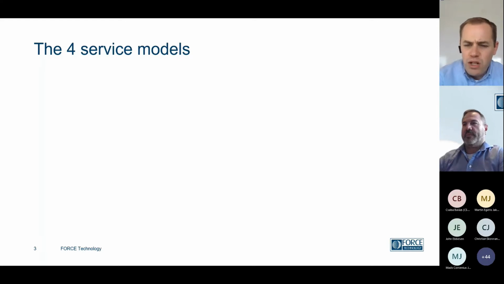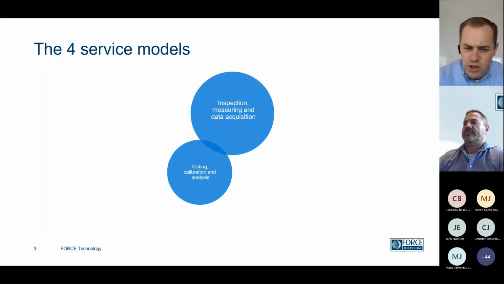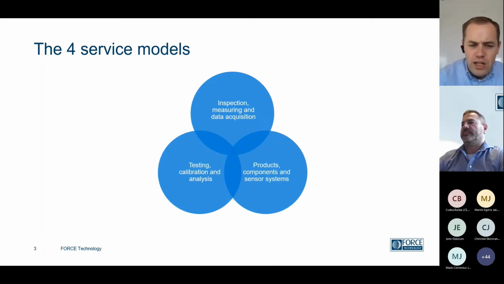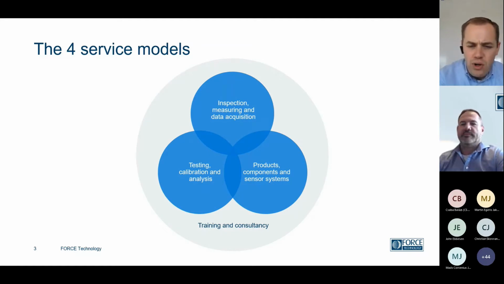So now I will just go into a little bit on Force Technology and who we are as an organization. Keep going, Rian. So Force is a technology service provider. We are headquartered in Denmark with about 30 sites in Denmark, Scandinavia, and smaller locations throughout the world. We are a testing, inspection, and certification company. Now, we basically have 4 service models that we work with our customers.